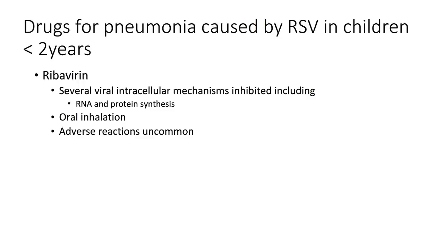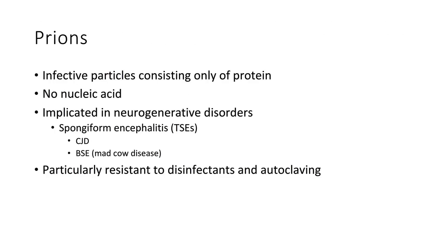So that's fortunate. Now, before we move off the viruses, there is another foreign protein type particle that can cause infections that doesn't have anything to do with pneumonia, but we do need to know they exist. And these are the prions. They're infective particles. The only thing they consist of is a bit of protein. There's no nucleic acid to them, and they've been implicated in some of the neurodegenerative disorders. So these are things like spongiform encephalitis, which is Creutzfeldt-Jakob disease, or BSE, which is mad cow disease.